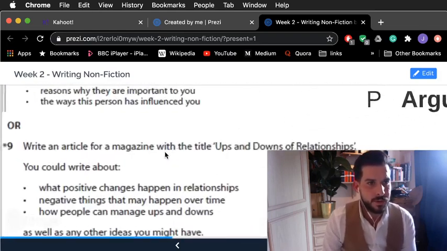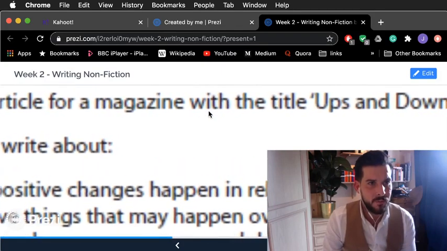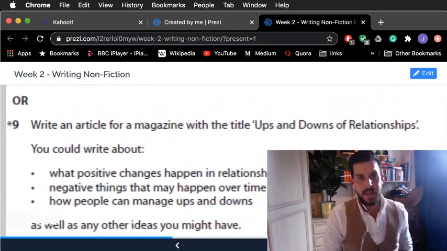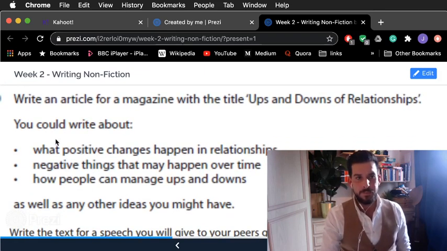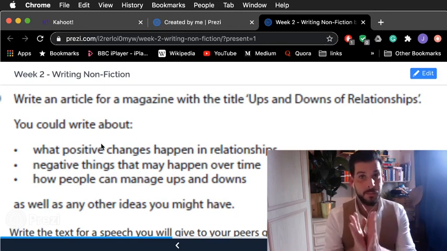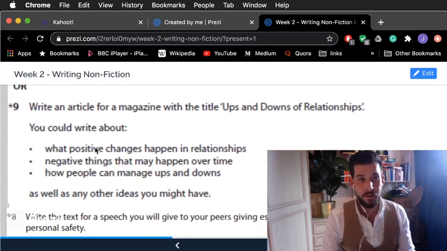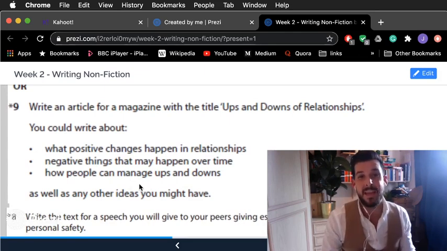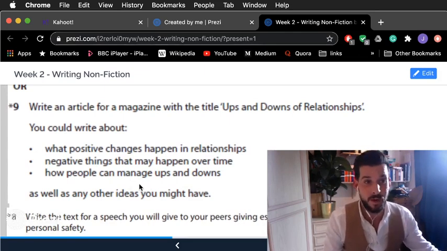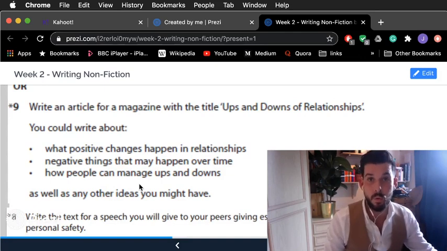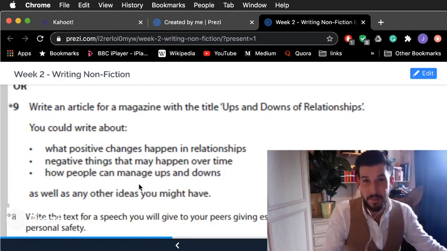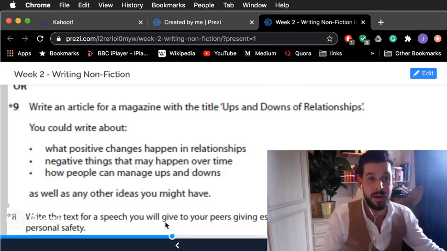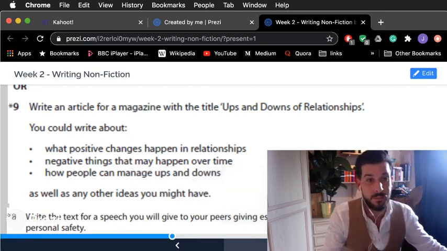The next one, if I just zoom in slightly there: write an article for a magazine with the title Ups and Downs of Relationships, okay? I'll come to these bullet points in a little bit. This is not a functional skills exam, so please don't write a paragraph for each one of those bullet points. They are just suggestions to get you thinking about what to write. You should be planning your own argument and planning your own subsections, okay? That's where the big marks are. So please don't just do a paragraph on each one, even if a teacher's told you to do that before.